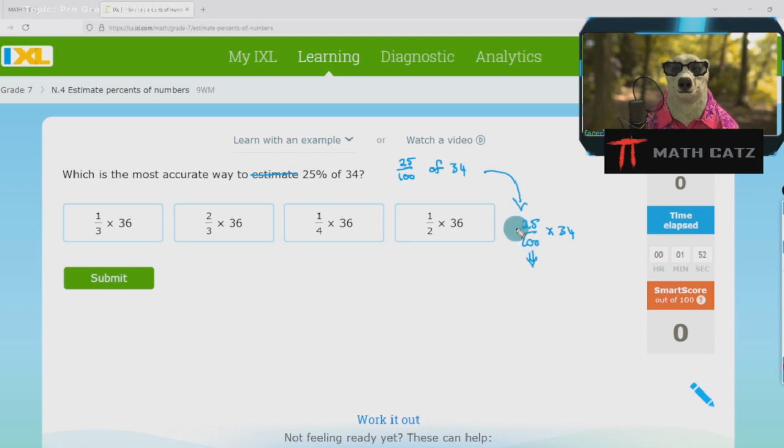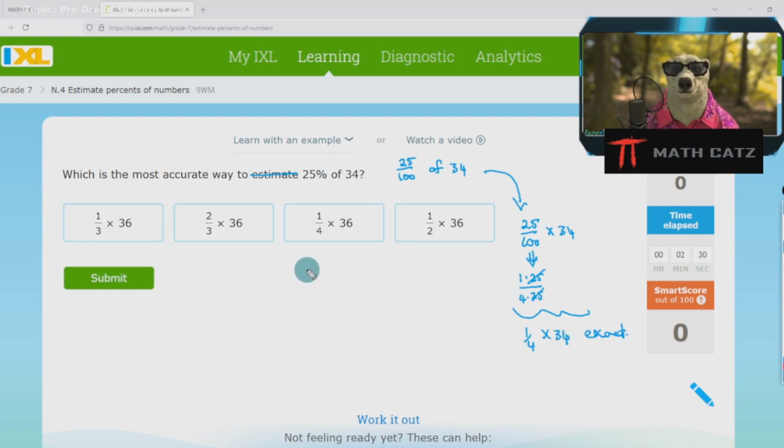I can notice that 100 is 4 times 25. Let's write that down maybe. So I have 1 times 25 at the top, 4 times 25 at the bottom. I have that common factor. So this is all the same as 1 over 4 times 34. So this is going to be exact. If I want to calculate that, I could, in fraction language, calculate 1 over 4 times 34.